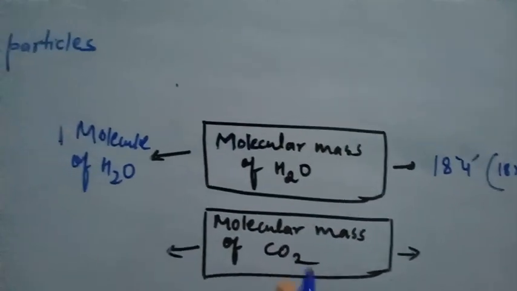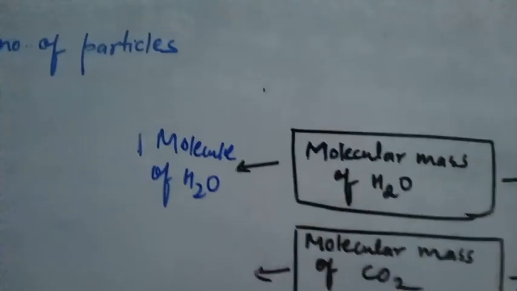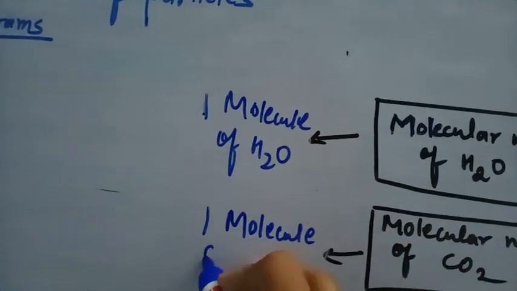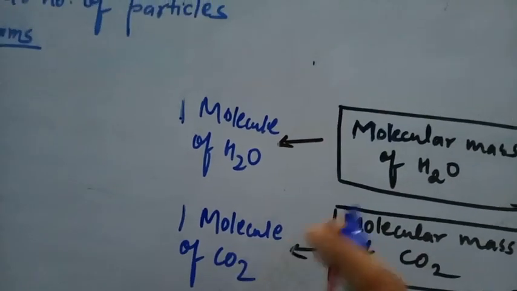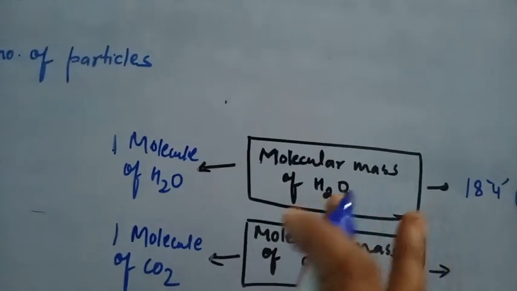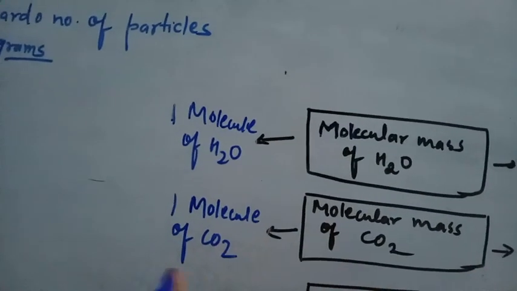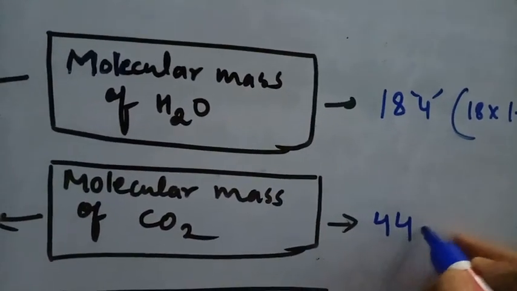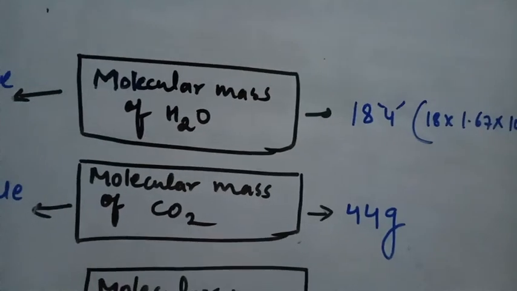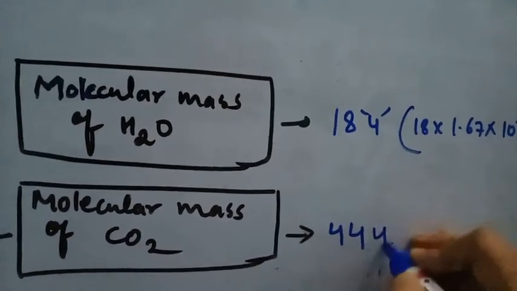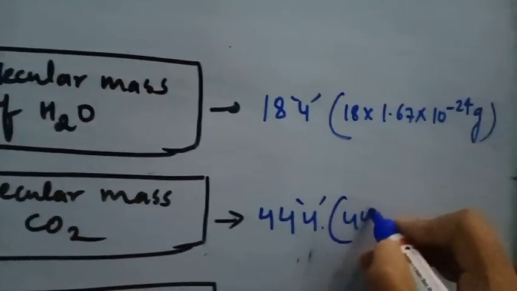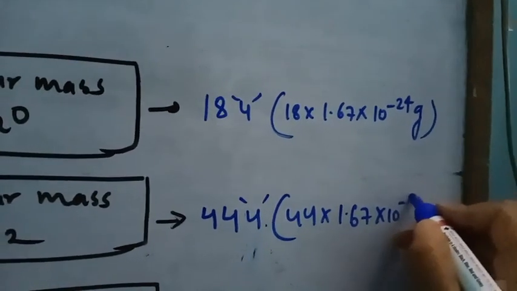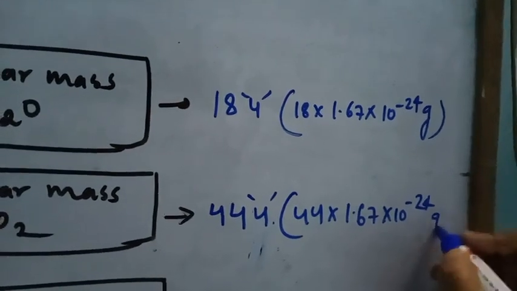Similarly, molecular mass of carbon dioxide means it contains 1 molecule of carbon dioxide. So here molecular mass of carbon dioxide means mass of 1 molecule of carbon dioxide, and you know what is the molecular mass of carbon dioxide? It is 44 U, and in grams you can show it as 44 into 1.67 into 10 to the power minus 24 gram.